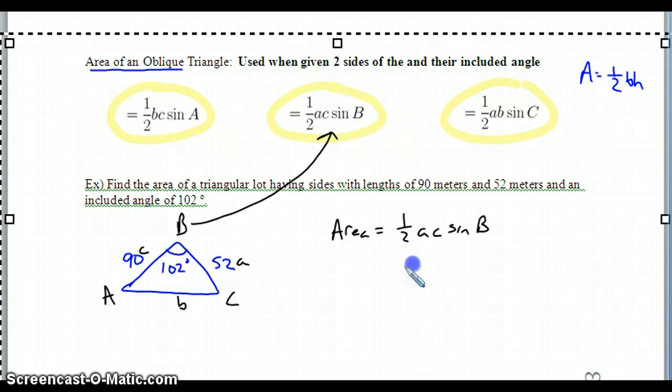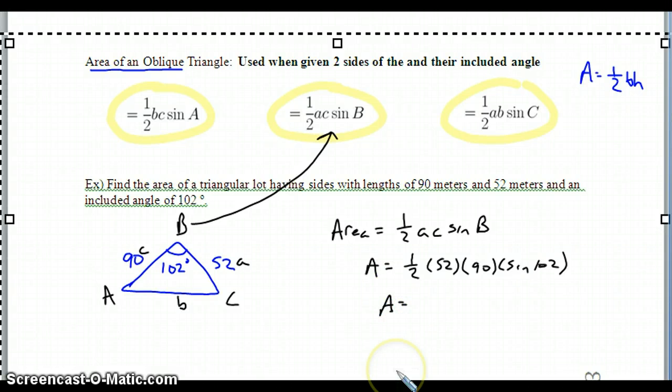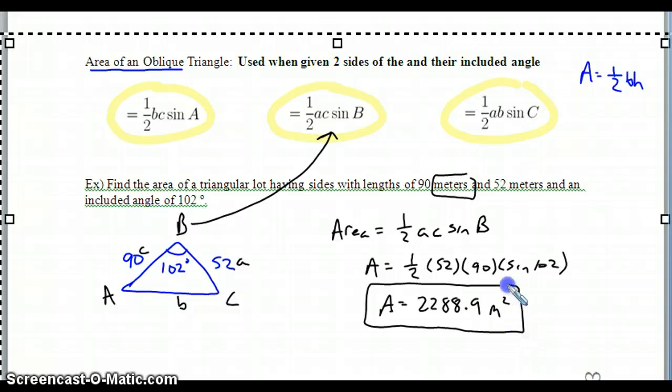So let's plug in what I know. Half of 52 times 90 times the sine of 102. So typing this in my calculator, I end up with 2,288.9, and we were told meters was our units, meters squared. So this triangle will have an area of 2,288.9 meters squared.